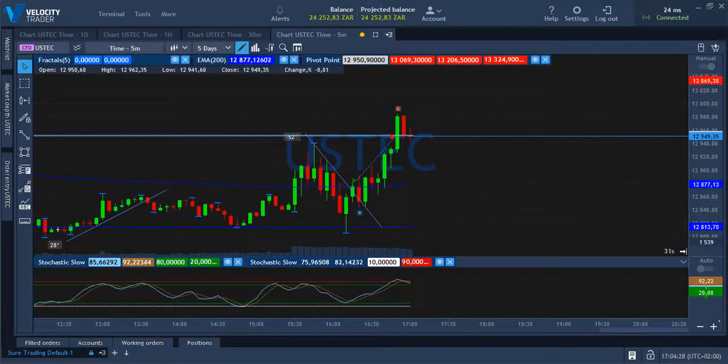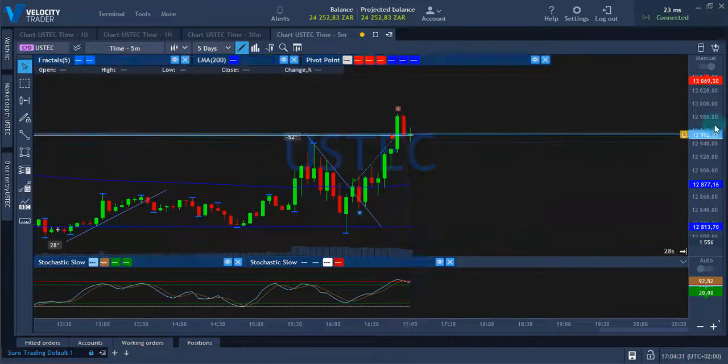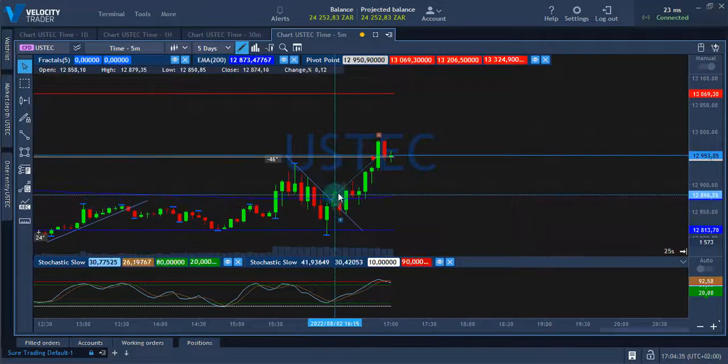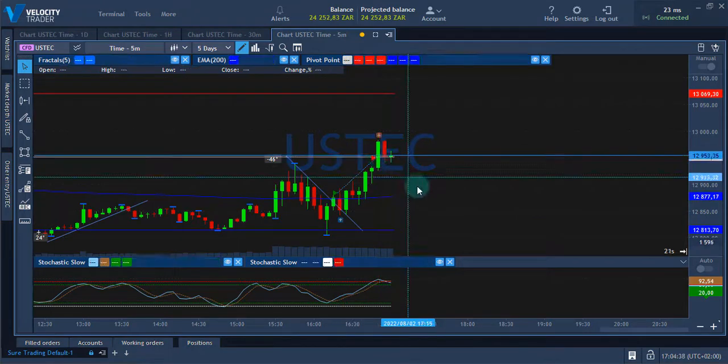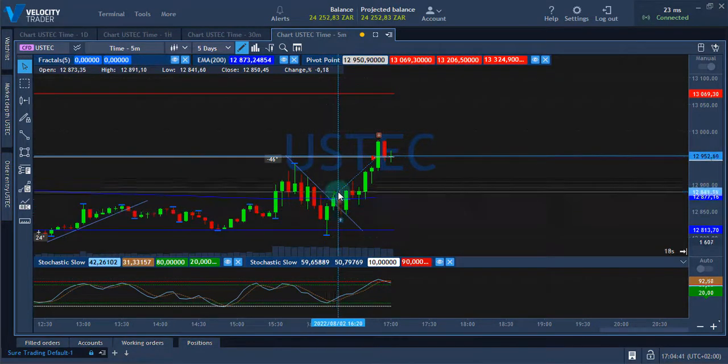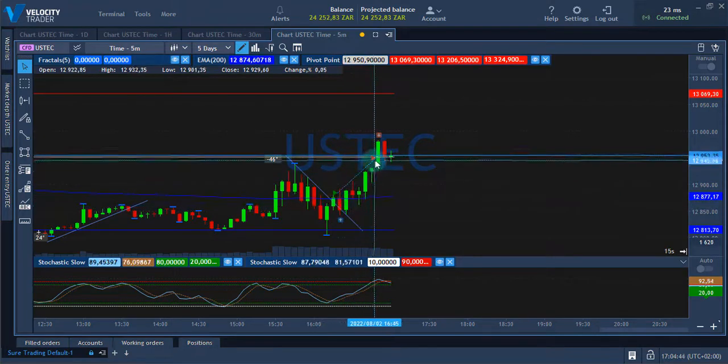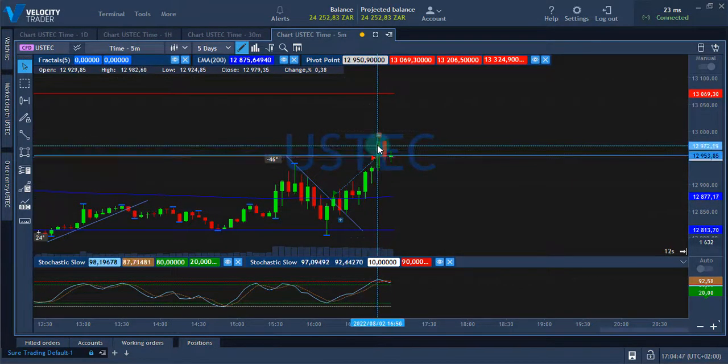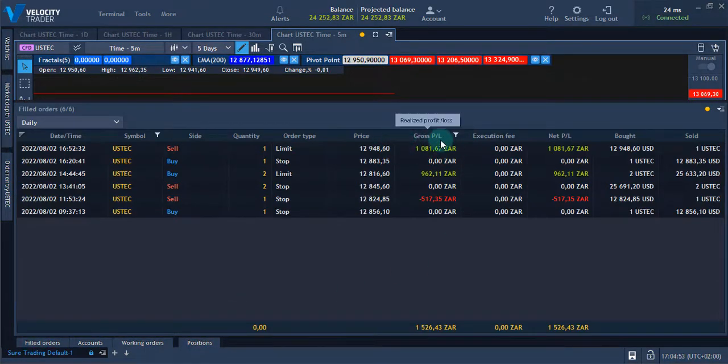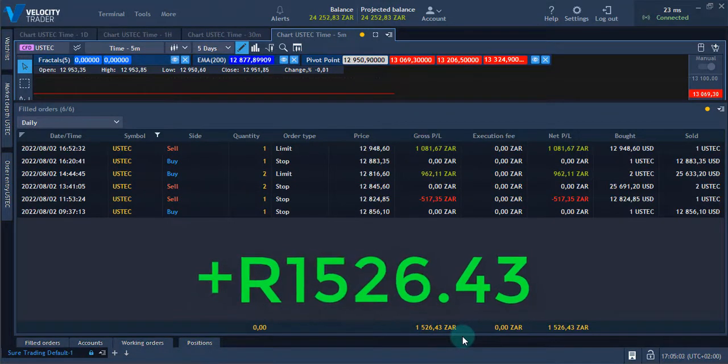Okay, it's just gone 5 o'clock, and as you can see in this great picture in front of me here, our trade went to its take profit level. It struggled a bit in the first couple of minutes, and then just went nicely upwards and went way further beyond our take profit. In that trade we made 1,081 Rand and 67 cents, which gives us a total of 1,526 Rand and 43 cents for the day. Great outcome considering we started off with a loss, and it worked out nicely in our favor.